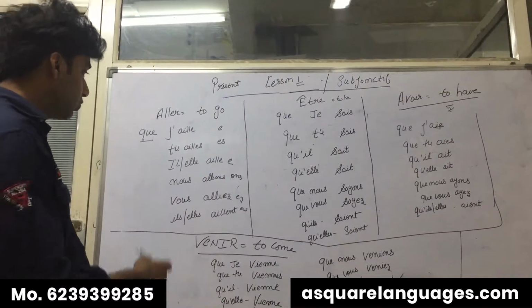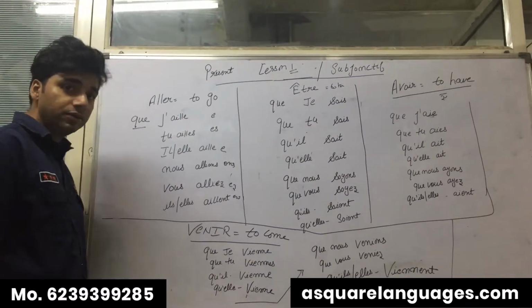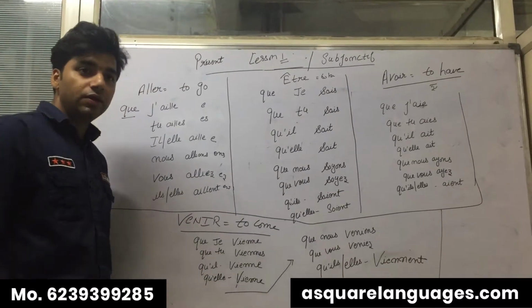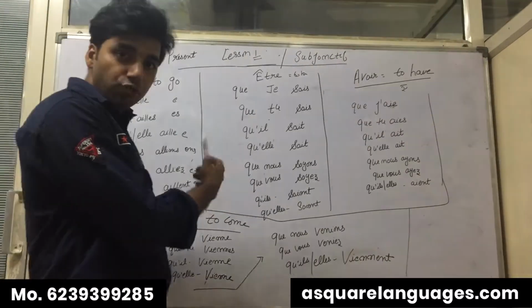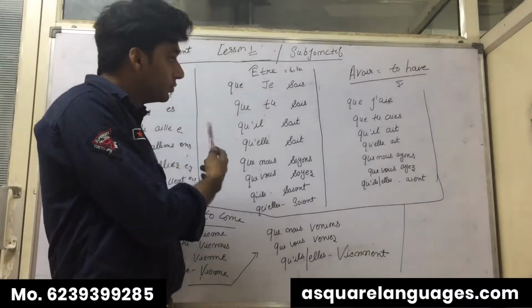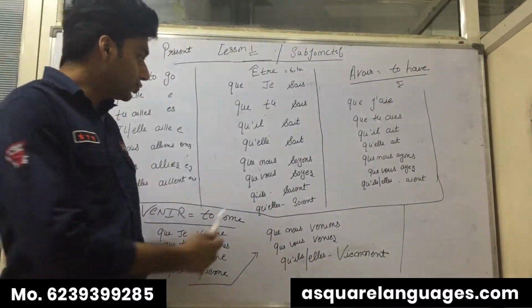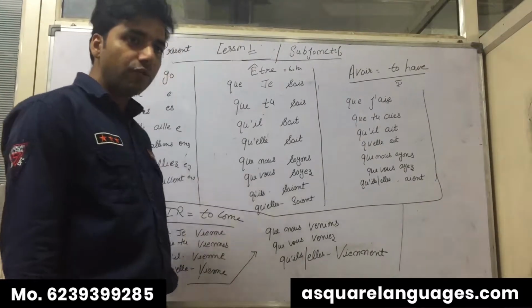Que j'aille, que tu ailles, qu'il/elle aille, que nous allions, que vous alliez, qu'ils aillent. Que je sois, que tu sois, qu'il/elle soit, que nous soyons, que vous soyez, qu'ils soient, qu'elles soient.